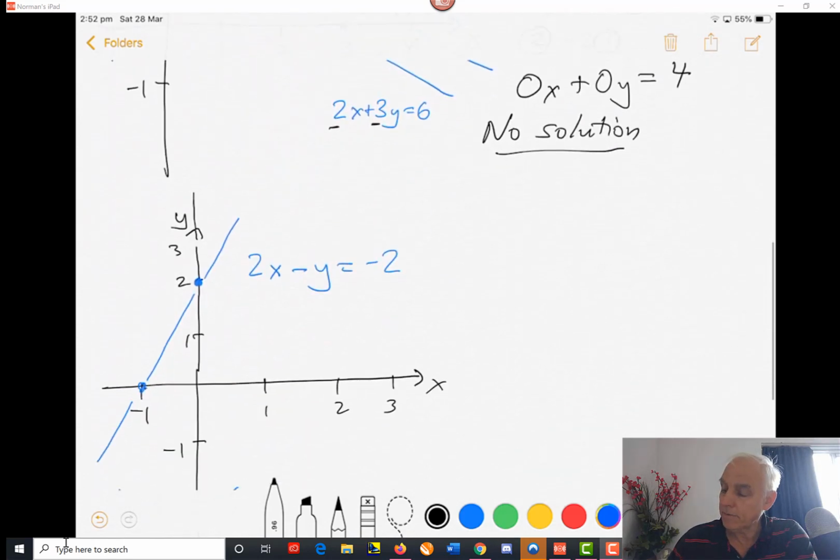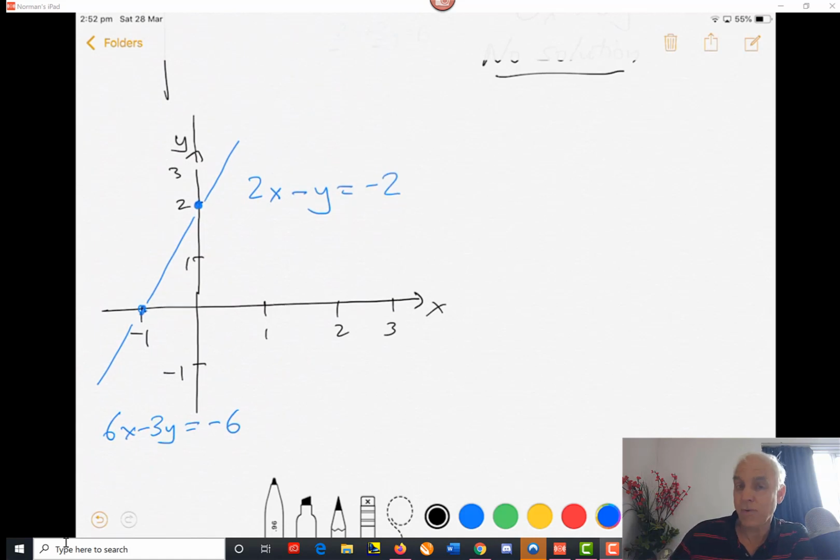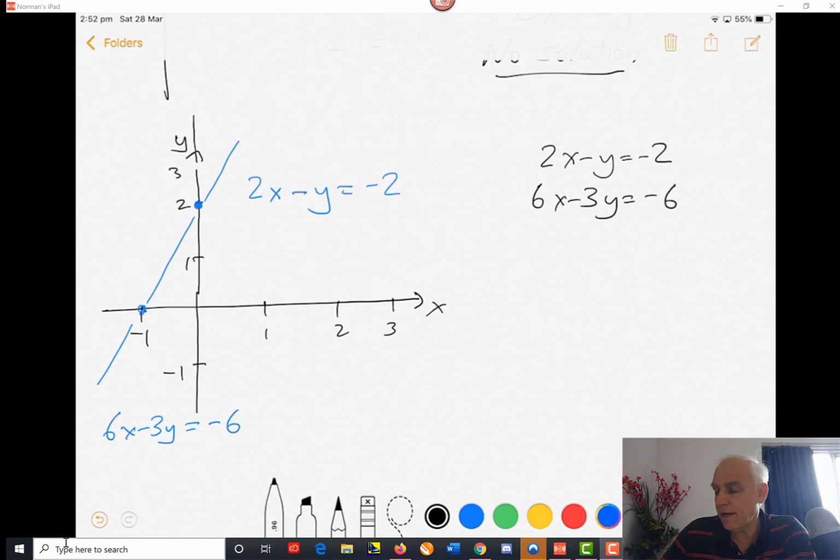Now, third example, we have two equations, but actually the lines geometrically look very similar. So the equations are 2x minus y equals minus 2 and 6x minus 3y equals minus 6. So maybe we didn't know. We don't know that they actually overlap because we haven't gone through the trouble of drawing a diagram. If we just work algebraically, how can we tell what's going to happen?